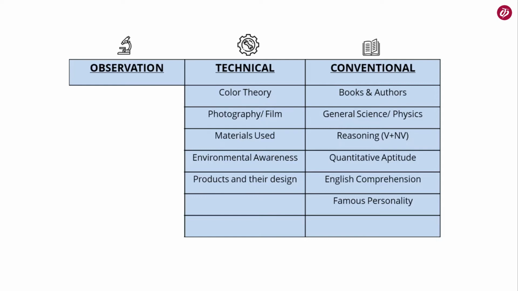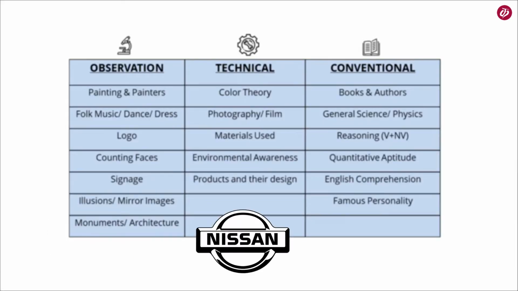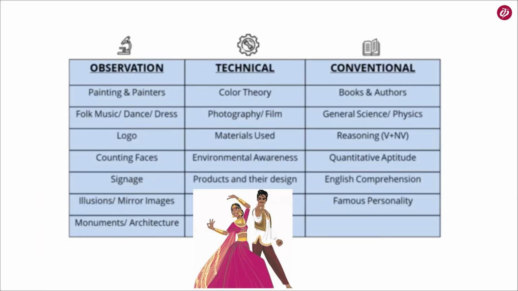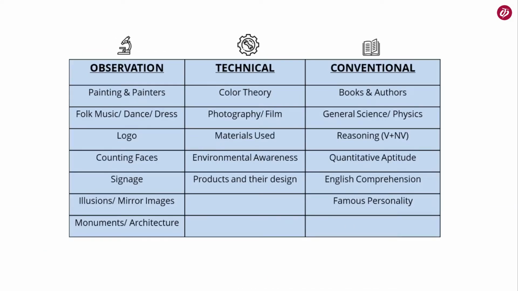The last category is observation-based questions. I have named this category observation-based because that is what these questions demand. You are not supposed to memorize these topics. This includes topics like logos, painting and painters, music, dance, dress, surface counting, illusion, architecture, etc. The questions on these topics are supposed to be answered then and there. You need to observe these questions, analyze them and then answer them.